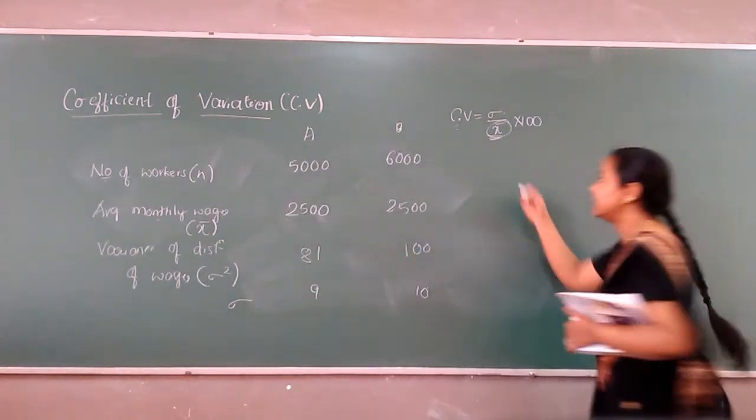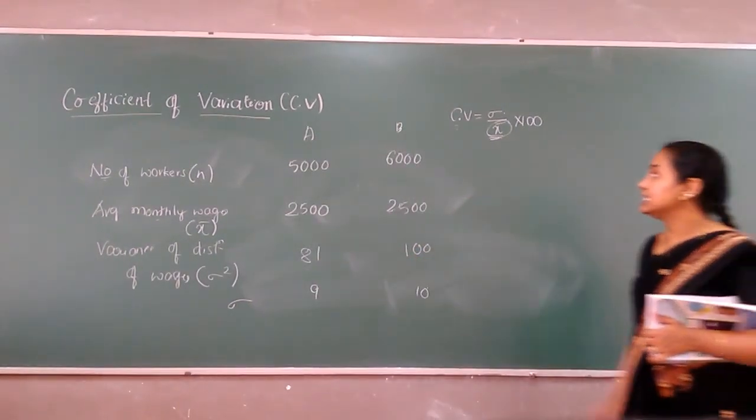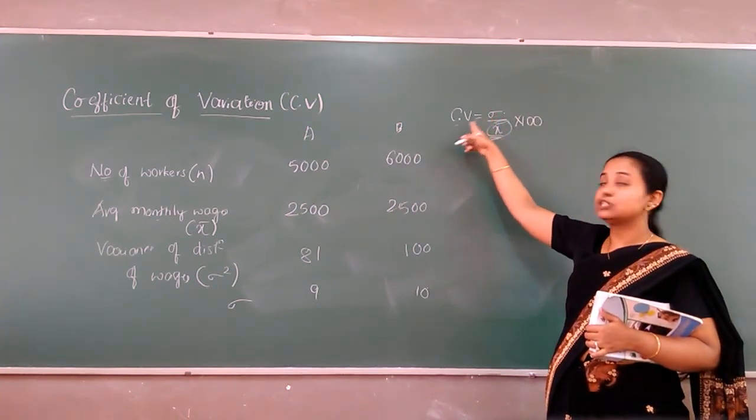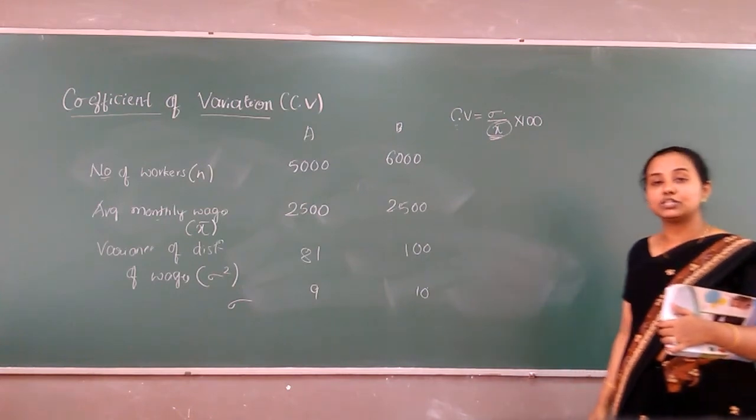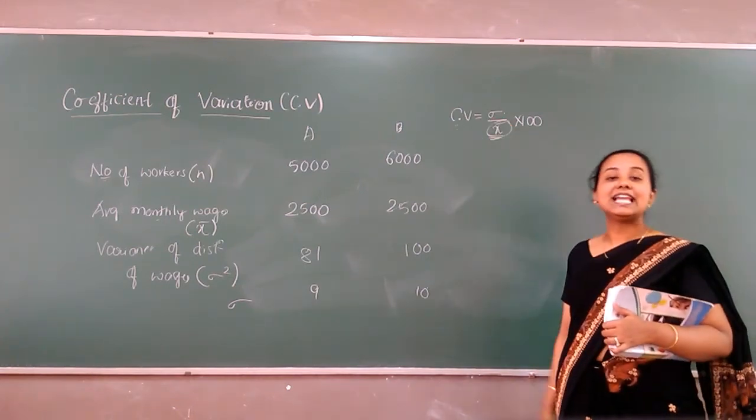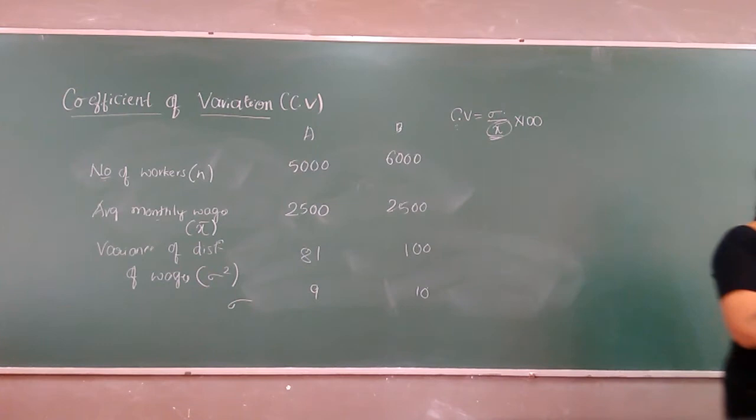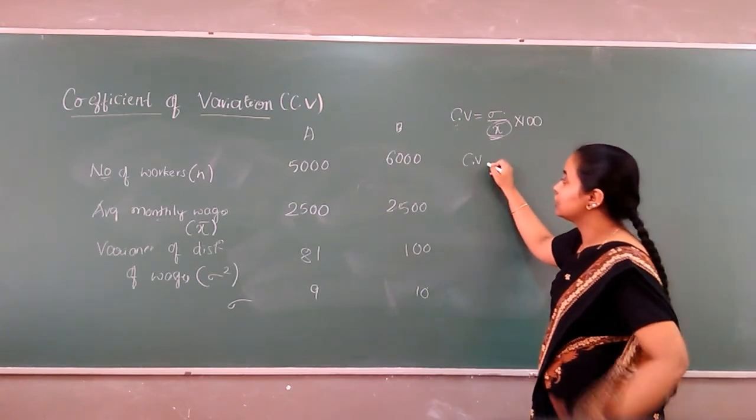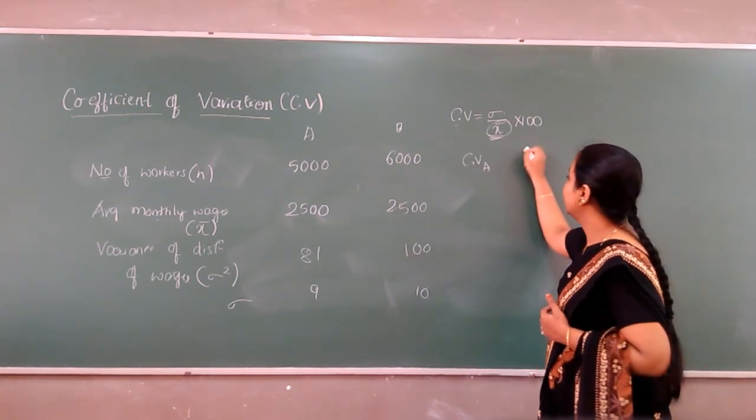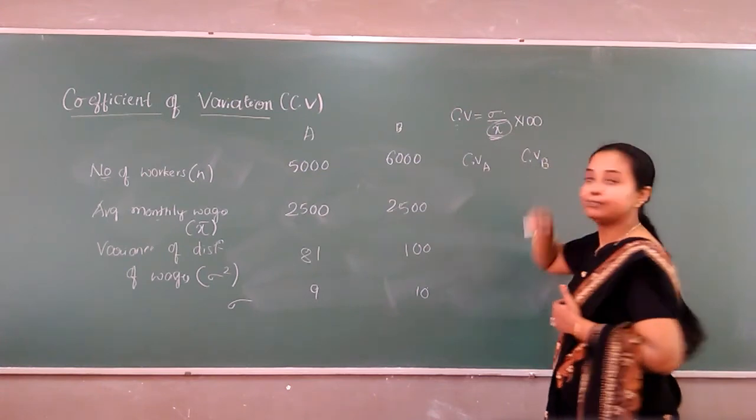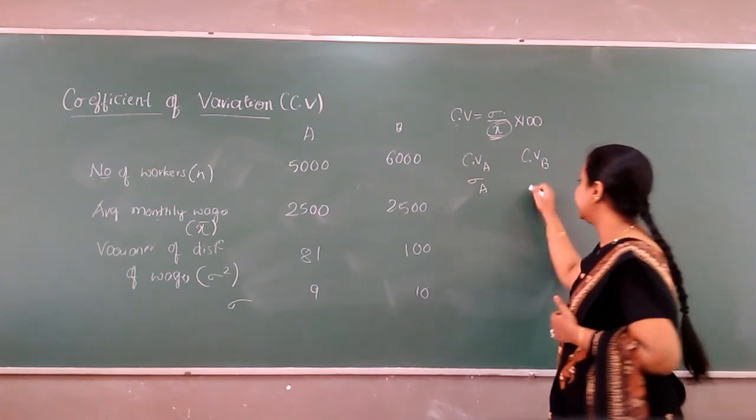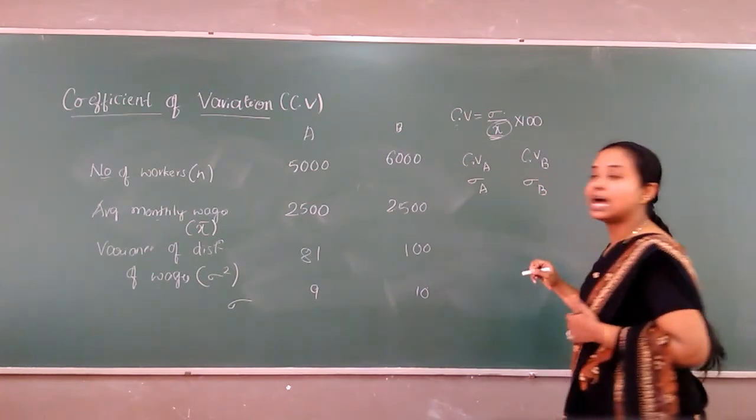So now, as I have already explained, coefficient of variation is directly proportional to standard deviation. If standard deviation is more, coefficient of variation is more. If the standard deviation is less, then the coefficient of variation is less. Right. So now we will write the coefficient of variation of plant A and of plant B. It depends upon the standard deviation of plant A and of plant B.